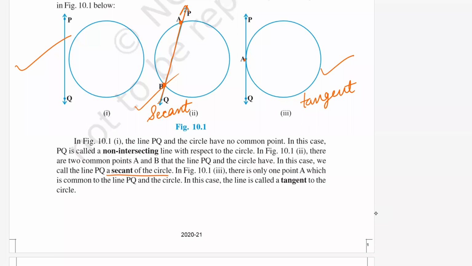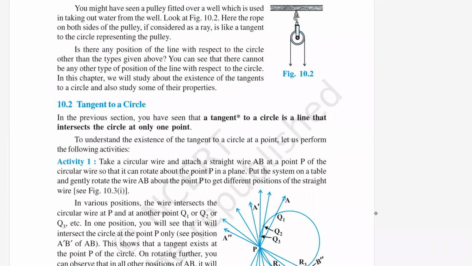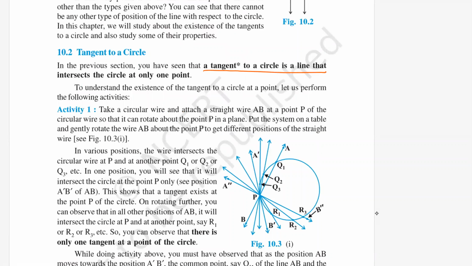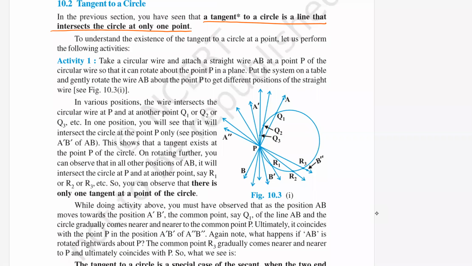Okay. So this is a non-intersecting line. This is the line intersecting the circle at 2 points. So A and B are 2 points. This is called a secant and this is called a tangent. A tangent is a line which intersects the circle at exactly 1 point. So definition: a tangent to a circle is a line that intersects the circle at only 1 point.